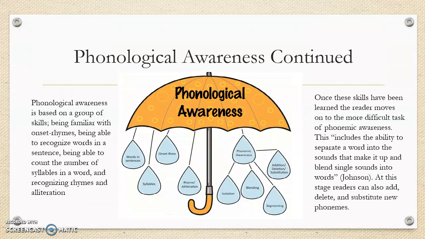Here's more with phonological awareness. It is based on a group of skills, and once the skills have been learned, the reader moves on to more difficult tasks, and this includes the ability to separate a word into the sounds that make it up. As you can see, this is the phonological awareness umbrella, and it breaks down into words and sentences, rhyme, syllables, alliteration, isolation, phonemic awareness, blending, segmenting, addition, deletion, and substitution.